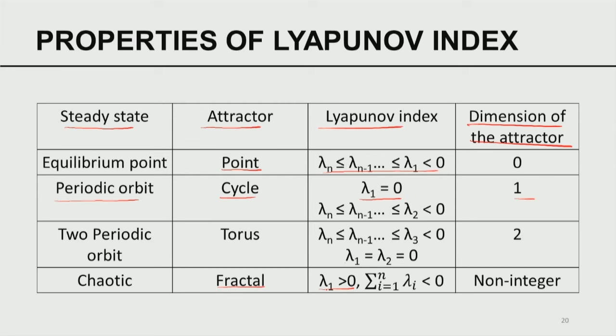at least one Lyapunov index is positive. The rest of them could be 0 or negative, and the sum of all the Lyapunov indices together could be less than 0. That indicates the system is totally dissipative. And the dimension of the attractor is non-integer. That means they have what's called fractal dimension. So the notion of fractal attractor, fractal dimension, chaotic behavior, they are all interrelated with each other.